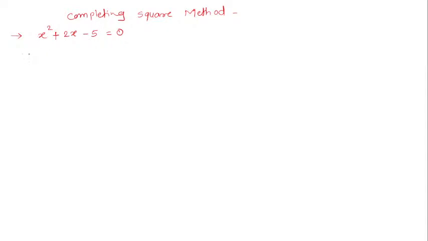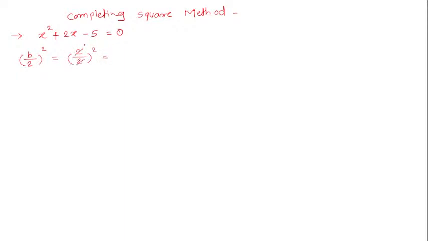Now we can have one formula by which we have to add and subtract one number. To get that number, we use the formula (b divided by 2) bracket square. Now what is b? If we compare this equation with the standard form, ax square plus bx plus c, the coefficient of the middle term is b. So the coefficient of the middle term is 2. So we should have 2 instead of b, divided by 2, bracket square.